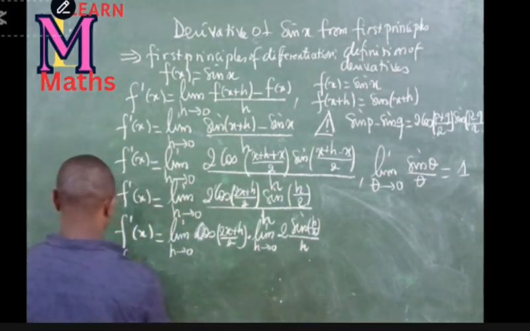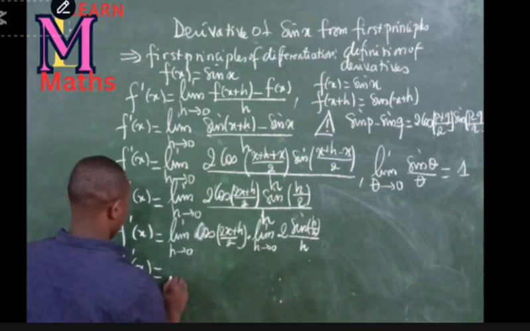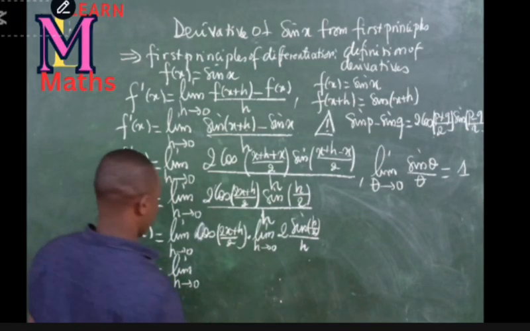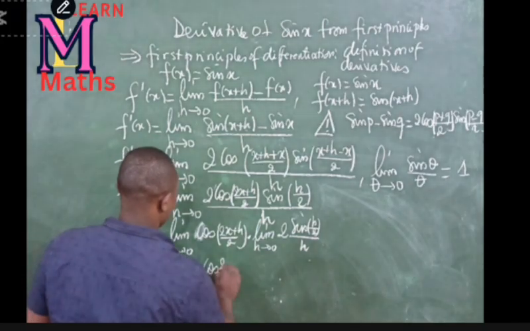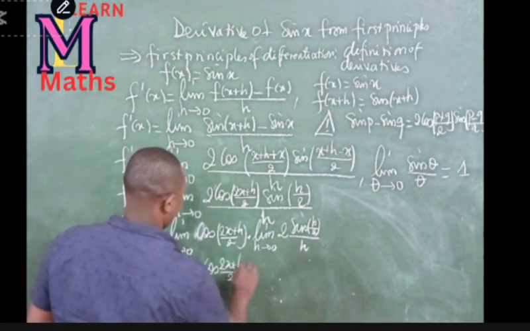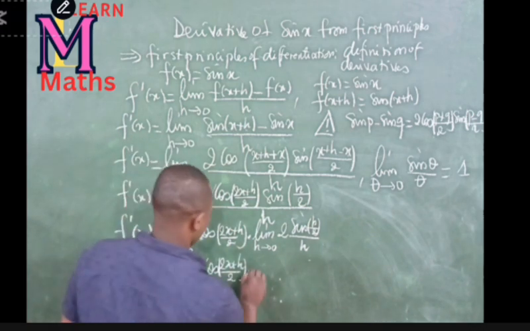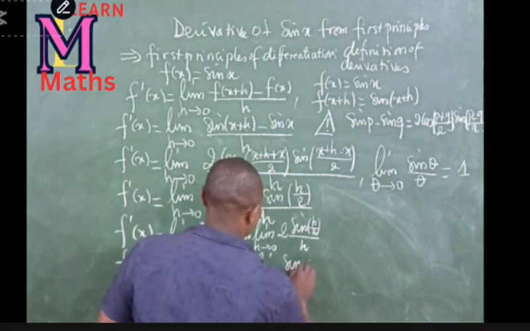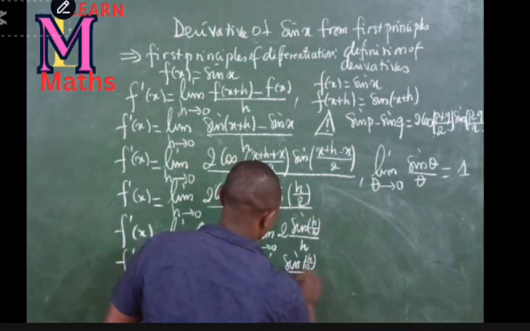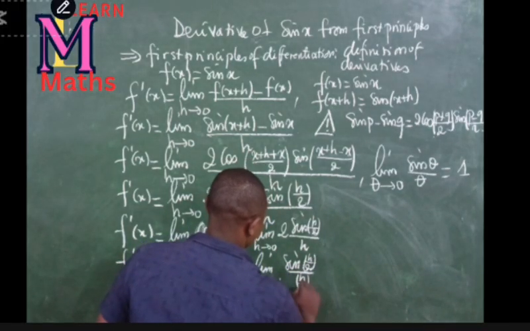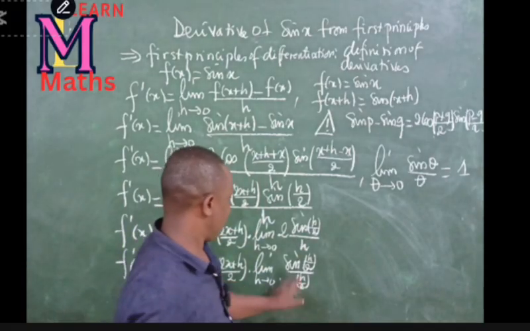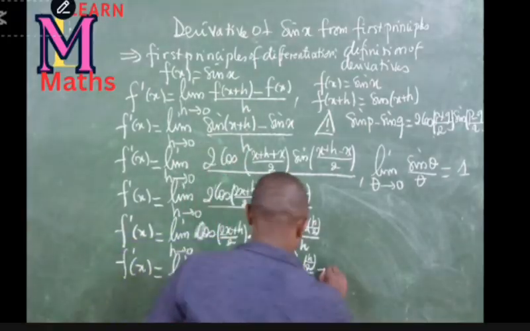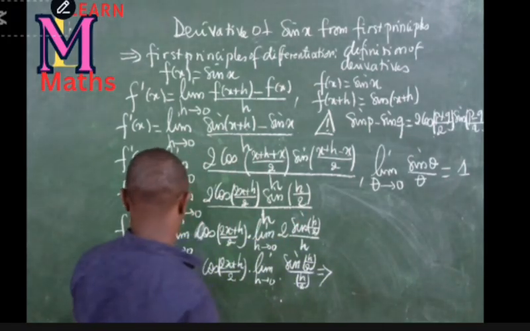That's why the derivative of the function is the limit as h approaches 0 of cosine of 2x plus h over 2, times the limit as h approaches 0 of sine of h over 2 by h over 2. As you see here, this is the same stuff as this.